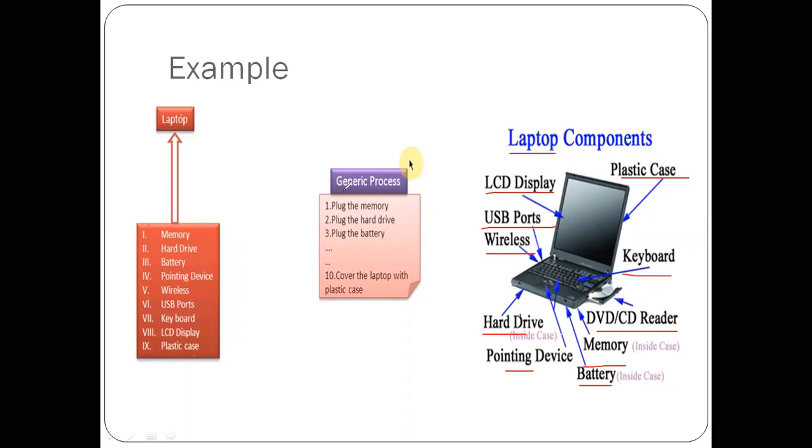Clear? So what do I need here if I want to construct a laptop? The laptop is a complex object. If I want to build a laptop, then I need all these items. What are those? Memory, hard drive, battery, pointing devices, wireless ports, USB ports, keyboard, LCD display, plastic case.